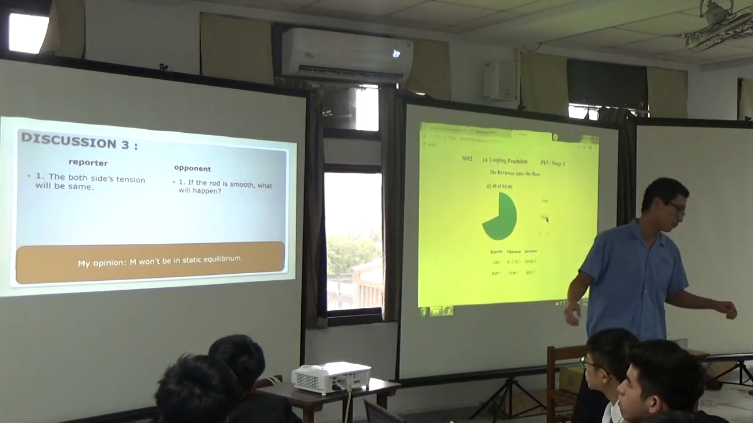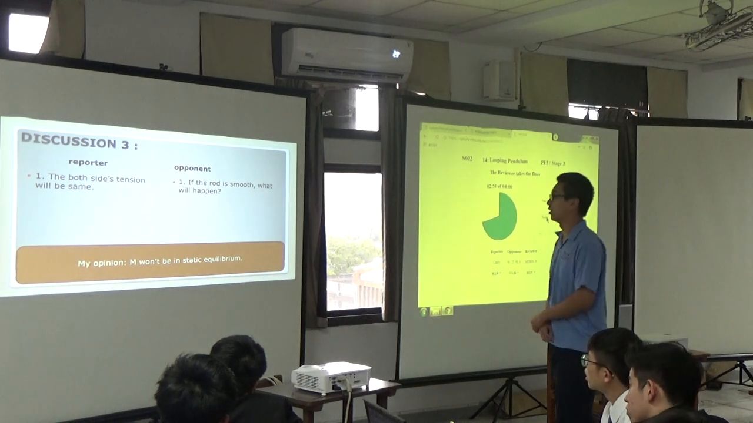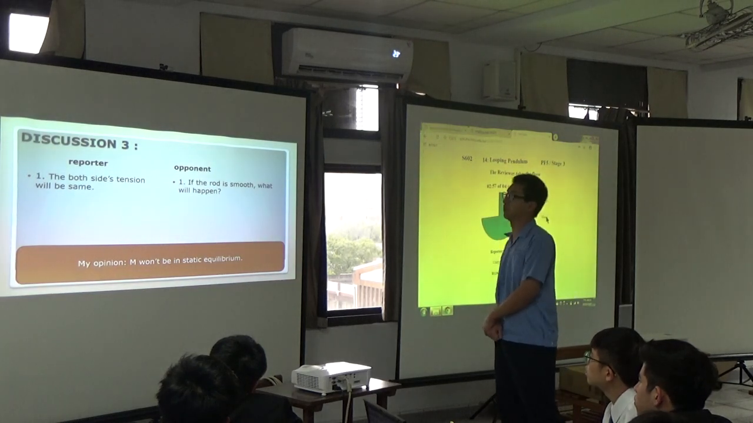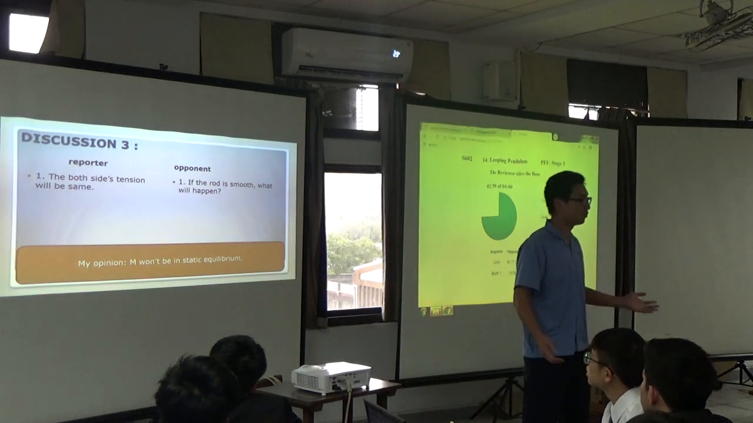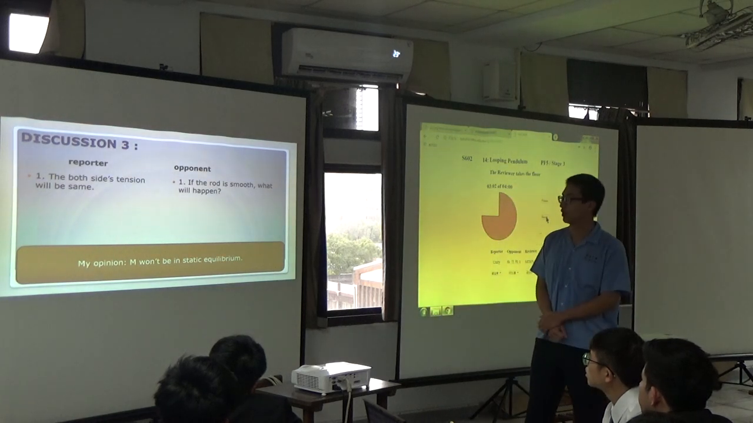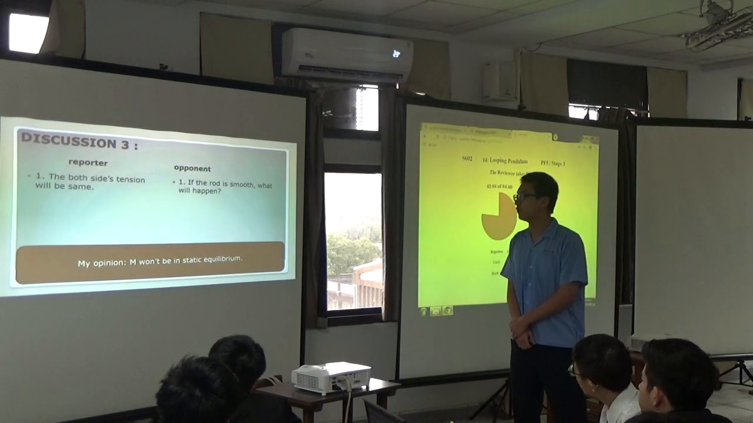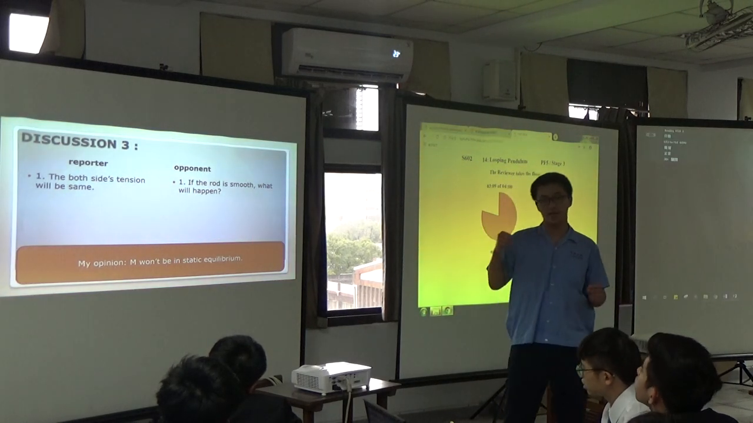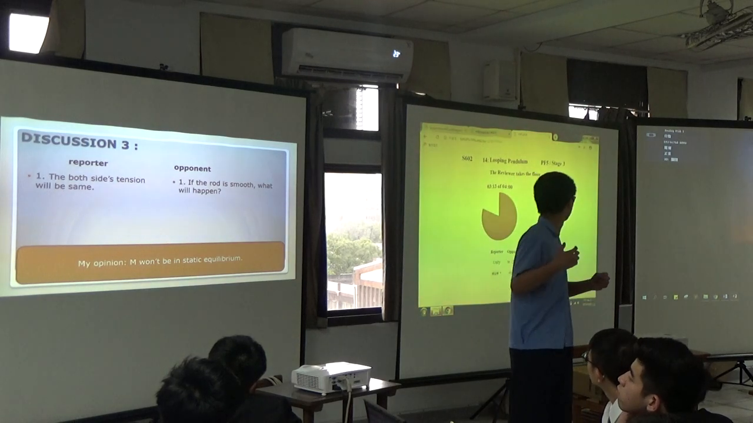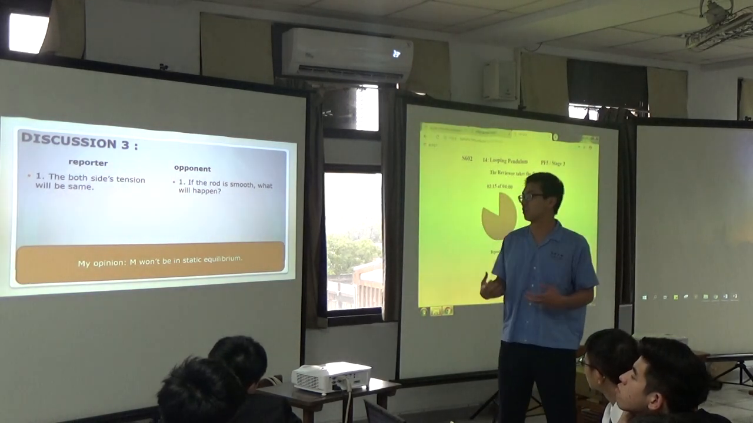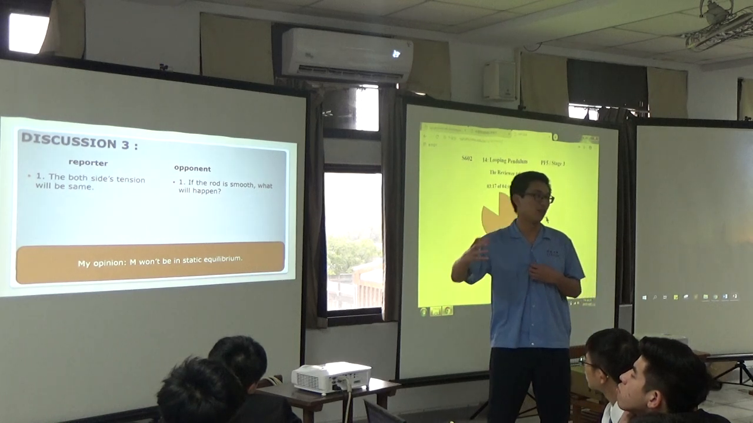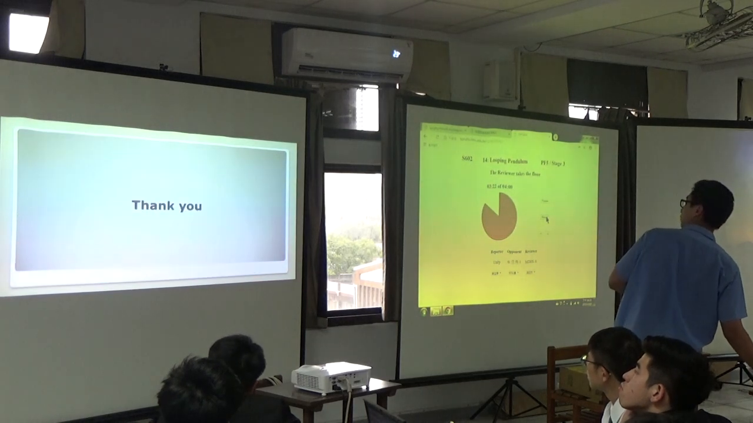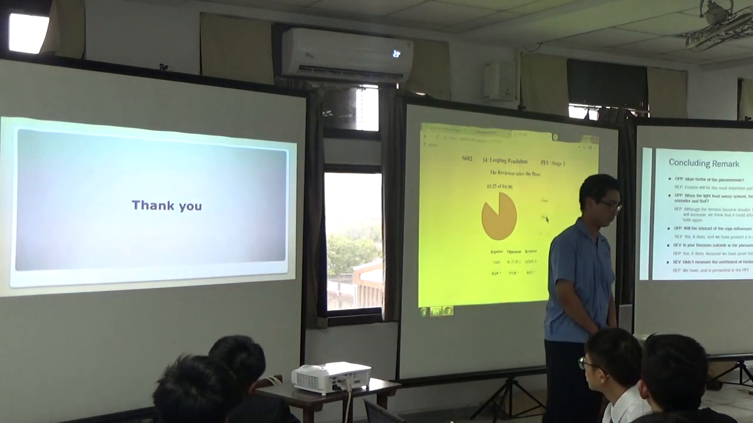And discussion three. The opponent asks, if the rod is smooth, what will happen? The reporter says the tension on both sides will be equal. And I have just asked them, what did they think would happen? They think that the heavy load won't stop and will keep falling down. I think that we need to have more discussion on this, because I don't really think the heavy load will fall down and not stop. And this is all of my review. Thank you.